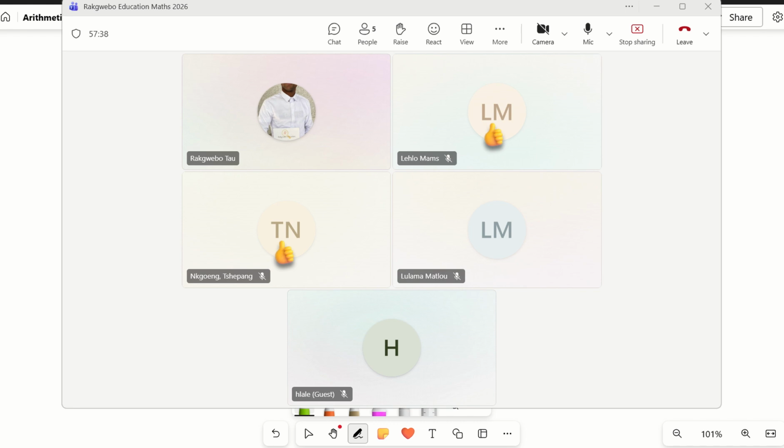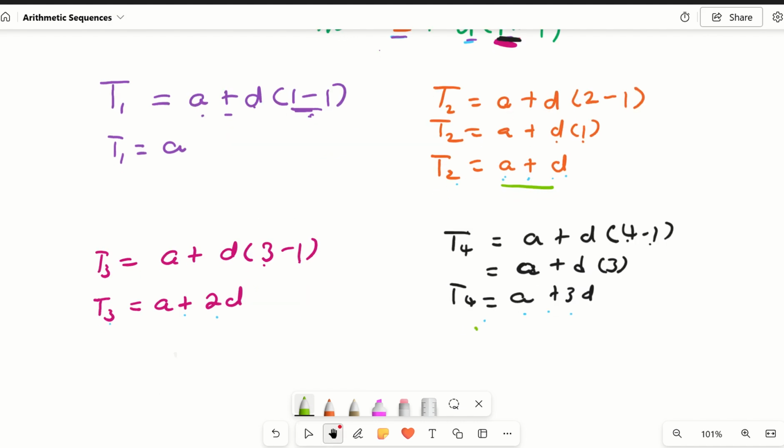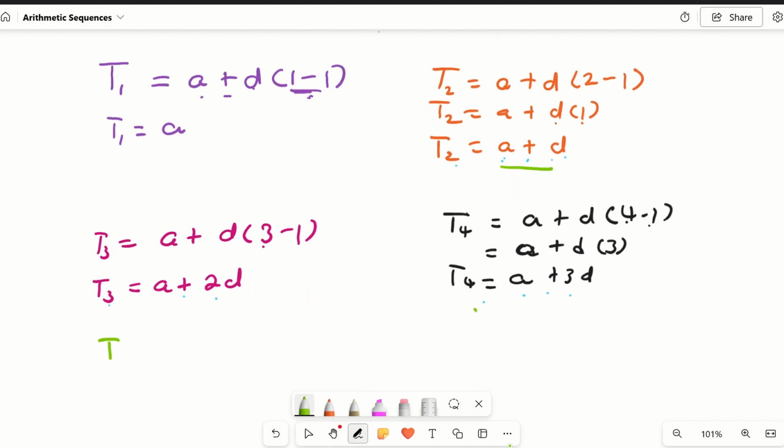Okay, proper stuff. So now, can you guys tell me what is T 100 in terms of A and D? Let's all talk. How to express it? The same way we expressed these ones. Tell me immediately without doing any calculation. A plus 99D.